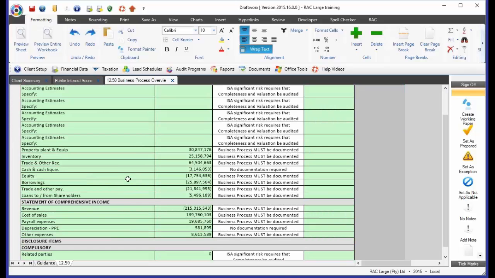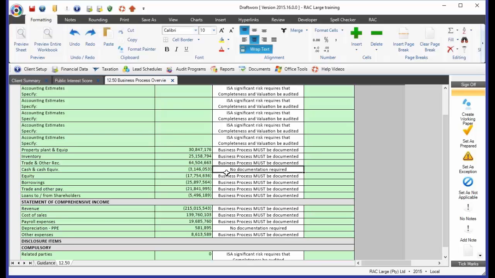What this working paper is pretty much trying to do is just make sure that you pick up all the material items that are sitting in your balance sheet and income statement, because that's what we're saying. If you've got a material business process, then this must be documented. So with this template, 12.50, the only thing it's really doing is saying, well, here's the balance. Is it material or not? If it is, then the business process must be documented. The trouble is then you get into a situation where you look at something like cash and cash equivalents and it tells you no documentation is required. So that doesn't really sit comfortably with me.